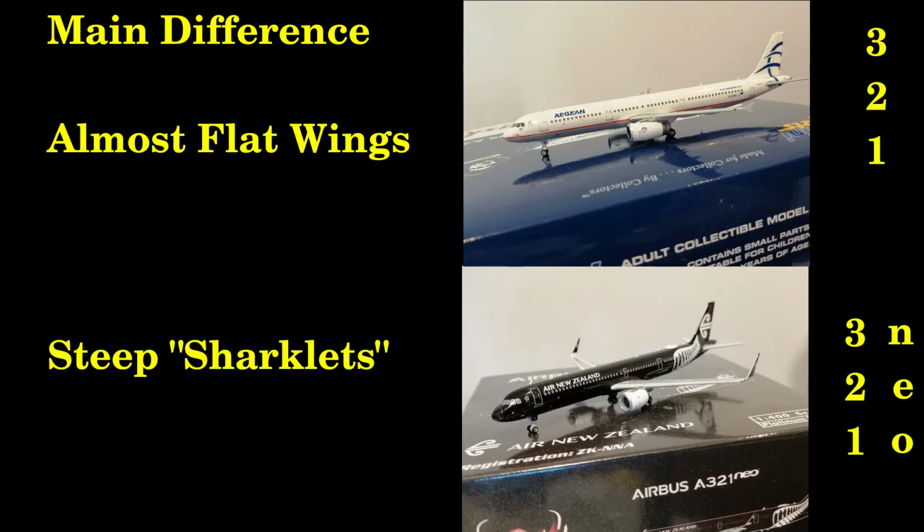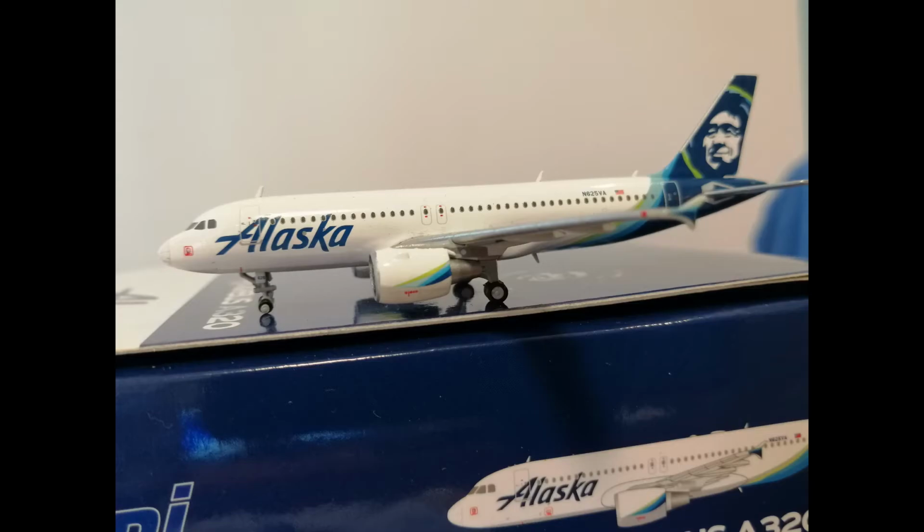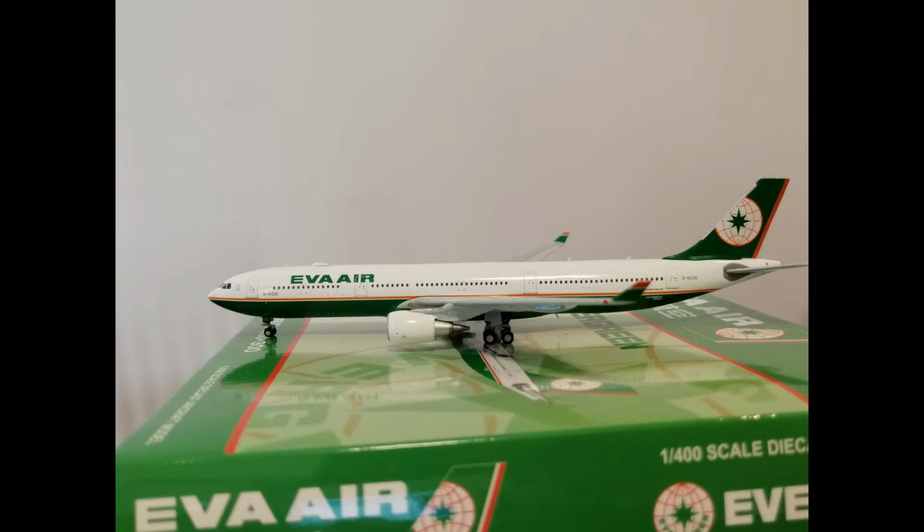So the main difference, as in the A320 family already, are the winglets, which would be on Boeing, and sharklets on Airbus. Then let's go to the Airbus wide bodies. We're going to start with the difference between narrow and wide bodies. So between the A320, where again I'm taking the Alaska Airlines example, and then the A330, this time an A330-300 from EVA Air, or EVA, as you prefer.